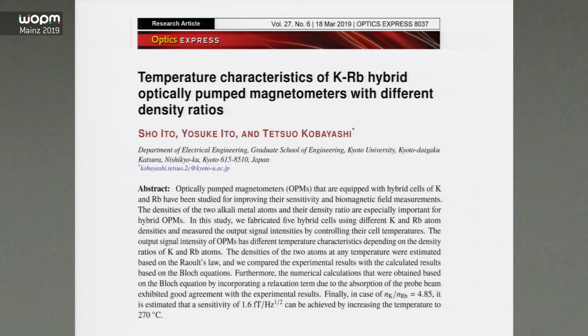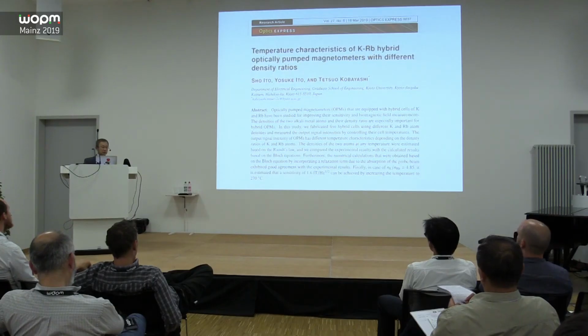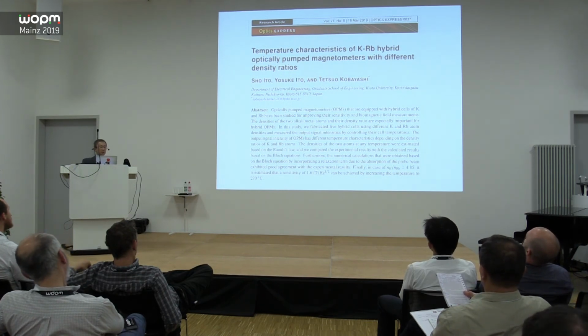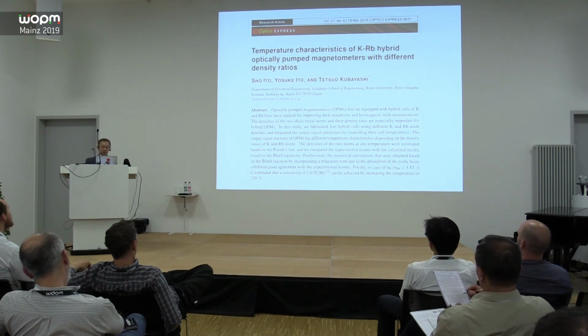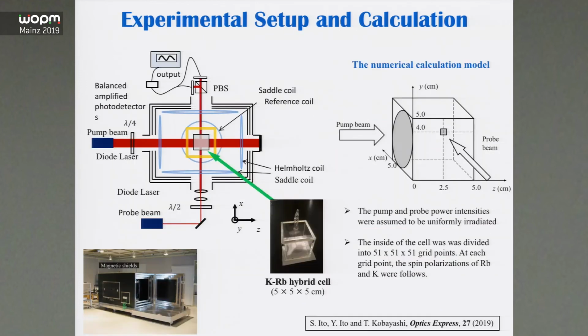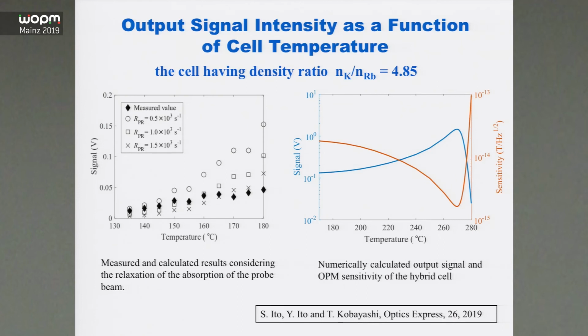This type of hybrid OPM relies on the densities of each atom and the density ratios. We tried to measure the optimum density ratios recently, and we fabricated 5 different hybrid cells and compared the results, and also carried out simulations. I don't have enough time left, so I'll skip this part, but the measurement and the simulation show good agreement.